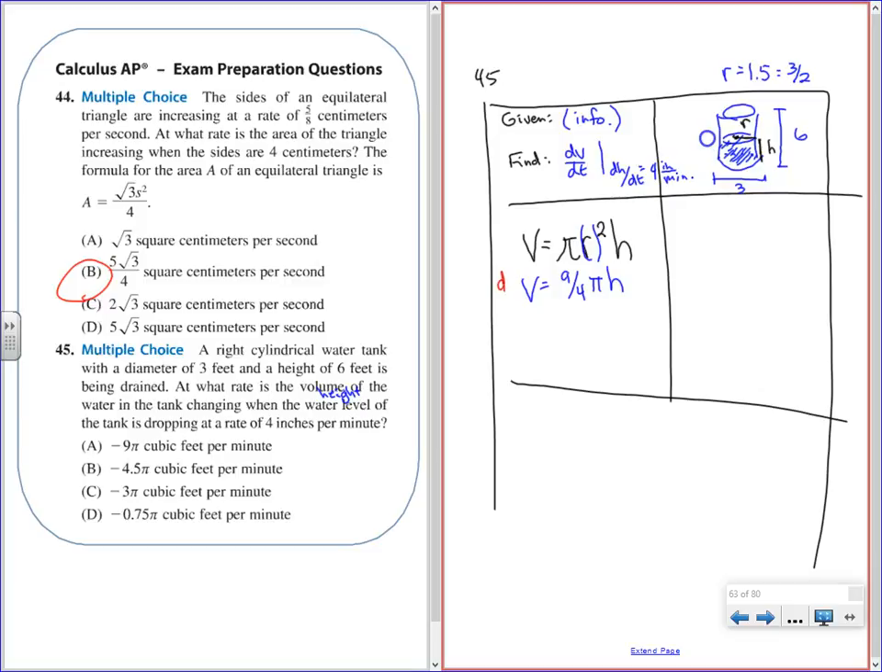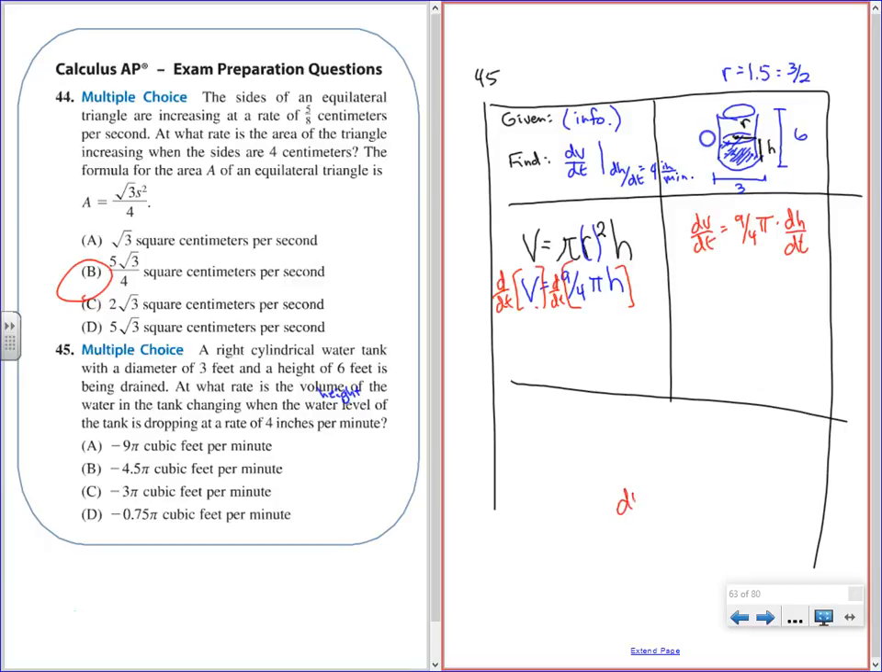So now I can say, sweet, let's just take the derivative. Make sure you keep an eye open on your problems and see if there's something that's unchanging. So now we have dV dt equals 9/4 pi is a constant, right? So 9/4 pi is just chilling times, what's the derivative of h? 1 dH dt. Can you guys plug and chug into him?